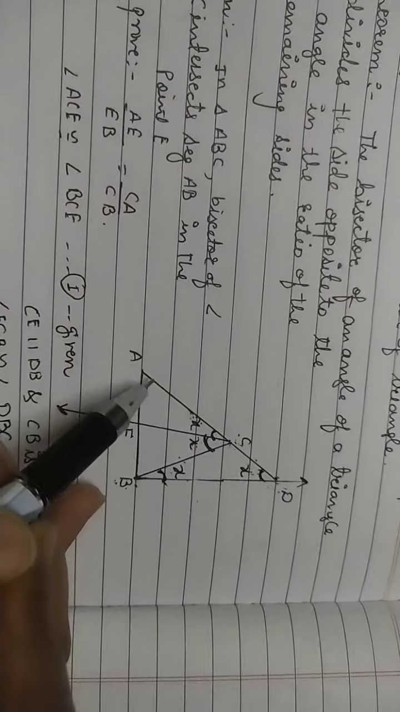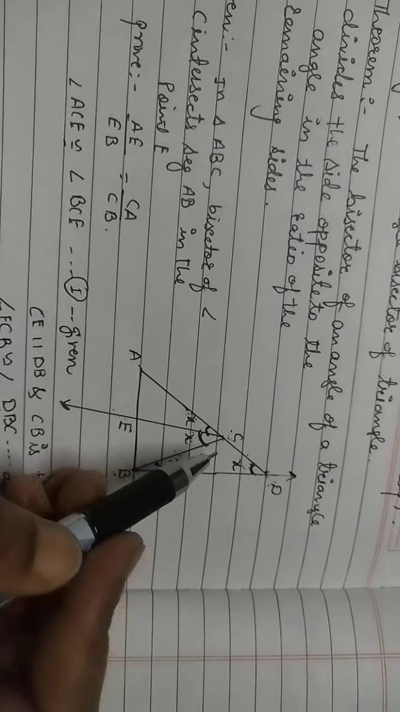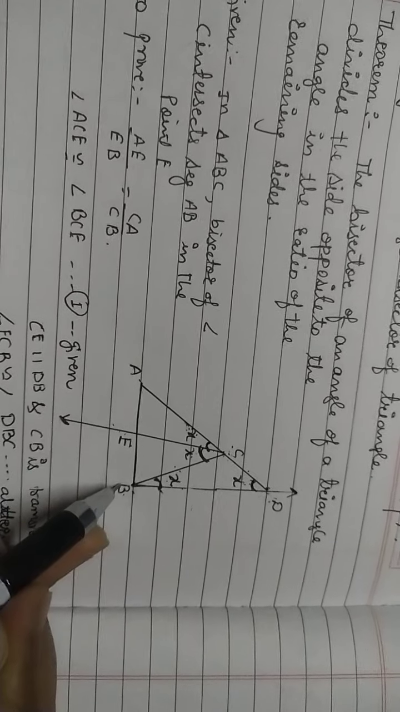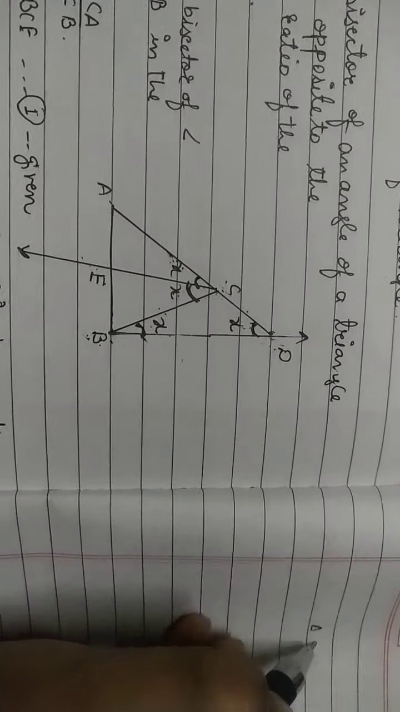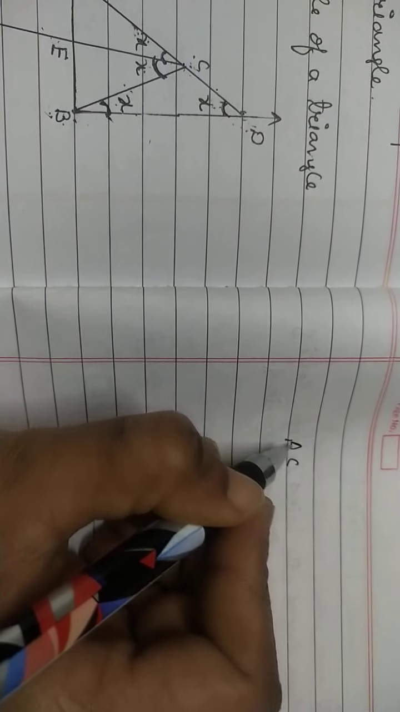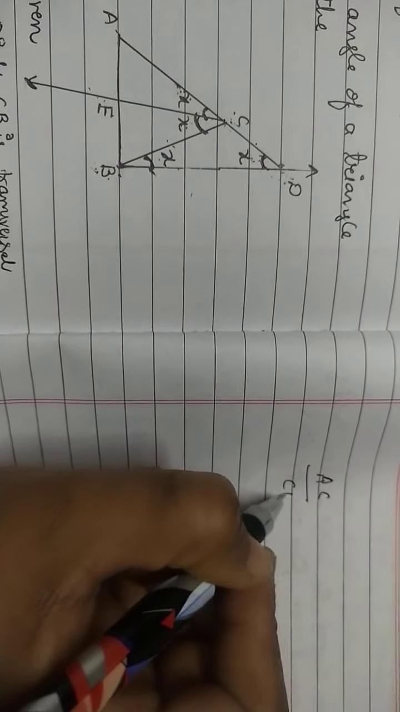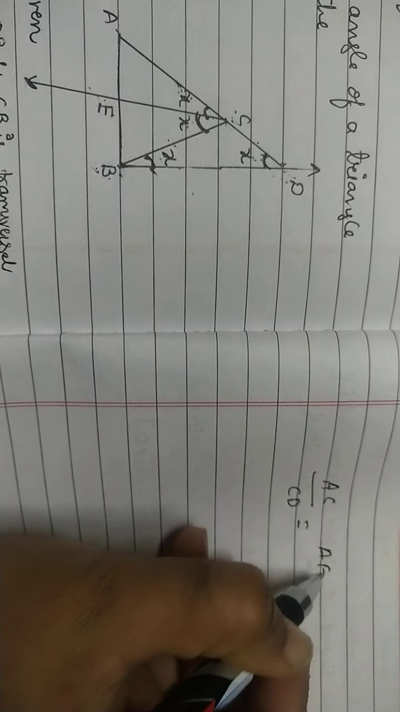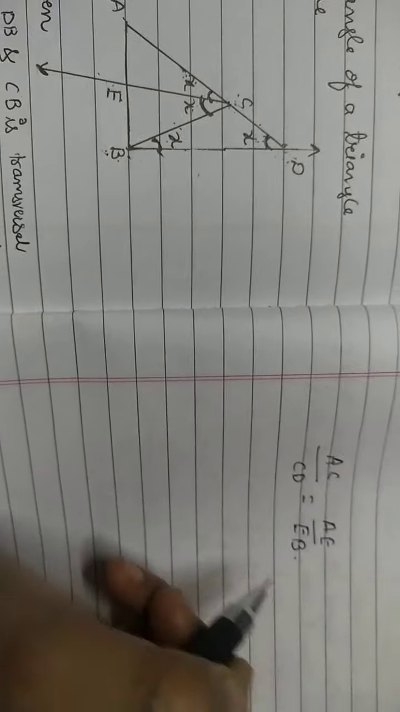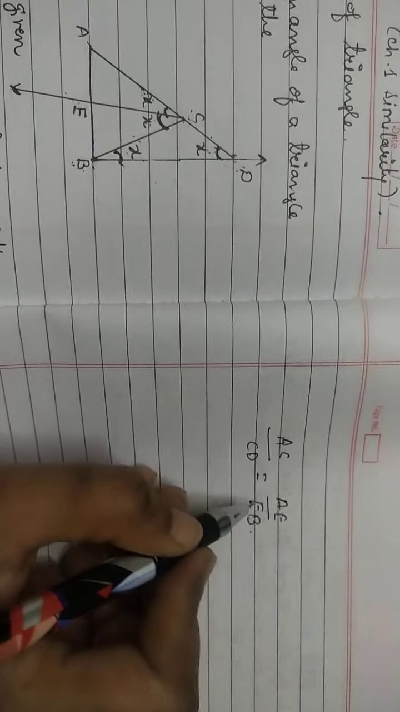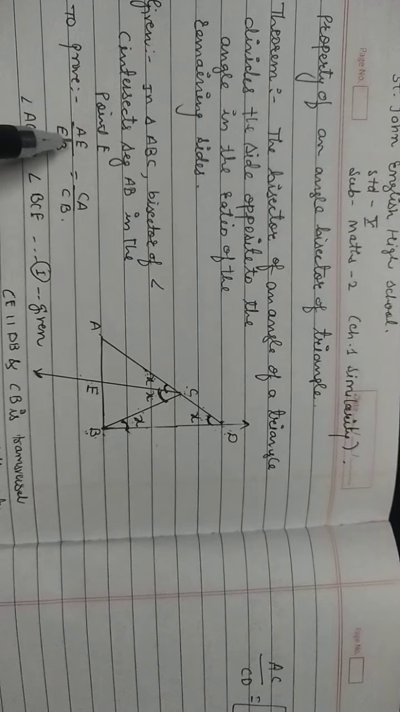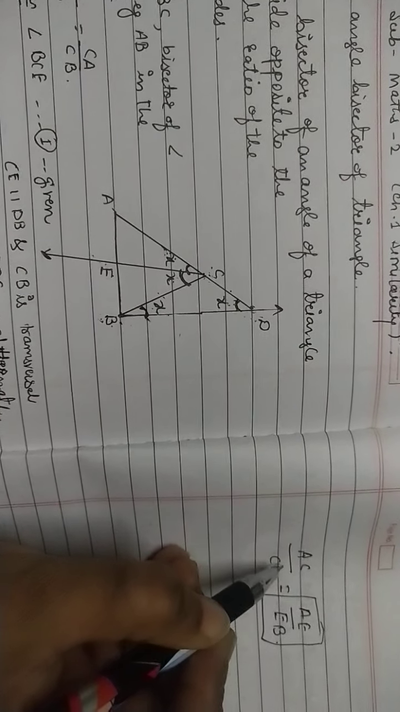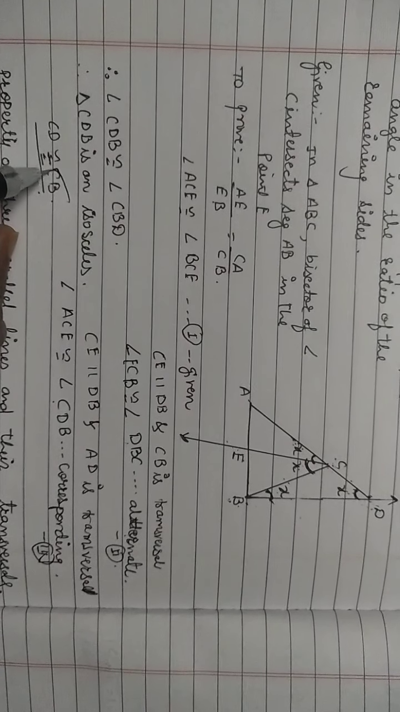Now just think about triangle ADB. Here C is parallel to DB, and what we have studied in the basic proportionality theorem is that AC upon CD equals AE upon EB. Is that so? We have studied, no? Now AE upon EB, that we want to show. Now in the place of CD, can I write CB?